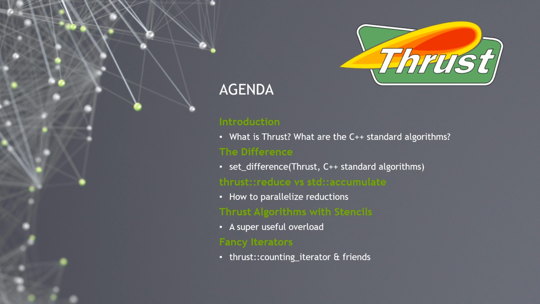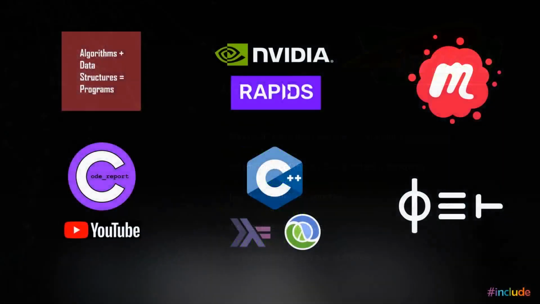Then we'll take a look at a small gotcha to be careful of when you are refactoring C++ code that uses reductions like std::accumulate to Thrust code that uses reduces. And for the last 2 sections, we're going to focus on some really useful utilities that don't exist in C++ in terms of what the standard library offers, but do exist in Thrust. Specifically, that's going to be the stencil overloads of a subset of the Thrust algorithms, and then also fancy iterators.